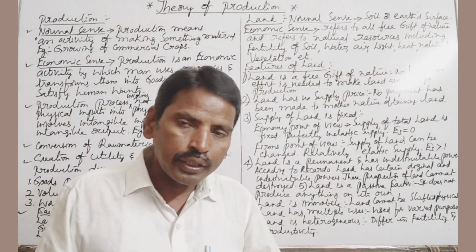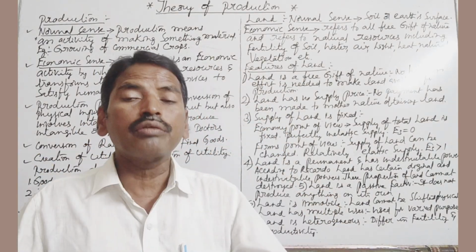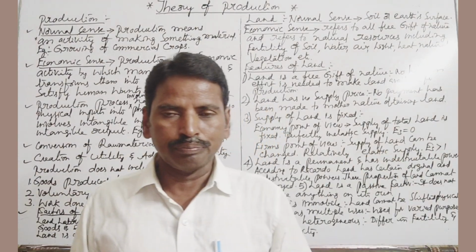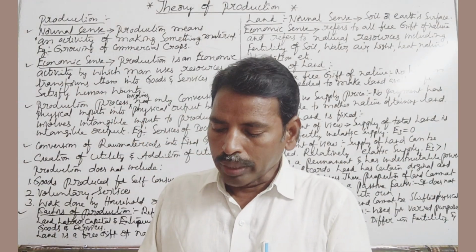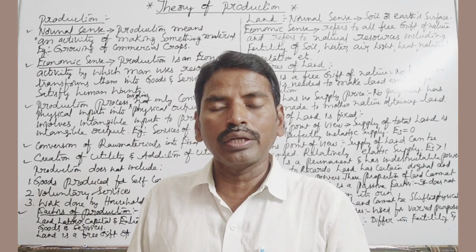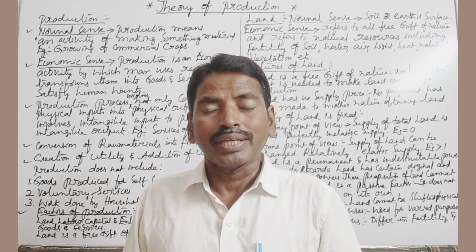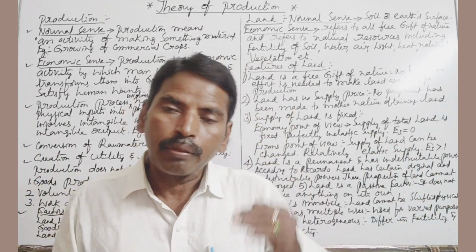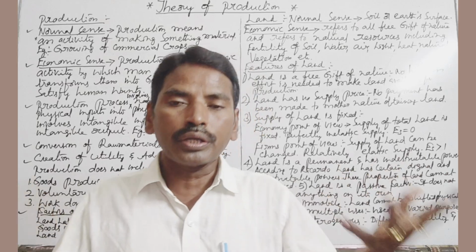They are different in fertility. They are different in productivity also. That means land is heterogeneous. Red soils, black soils, alluvial soils, laterite soils, saline soils, sandy soils, etc. Different kinds of soils are there, with different fertility and productivity.